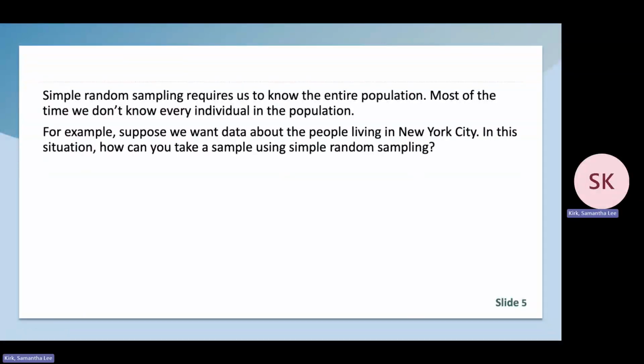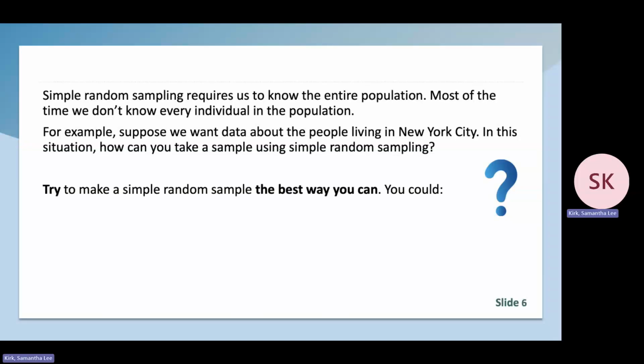So for example, let's say you want data about people living in New York City. Obviously, we do not have a spreadsheet for everyone living in New York City. But how can we create a sample using simple random sampling? Well, what we can do is try to make a simple random sample the best way we can. And that is, we try to keep things as random as possible.